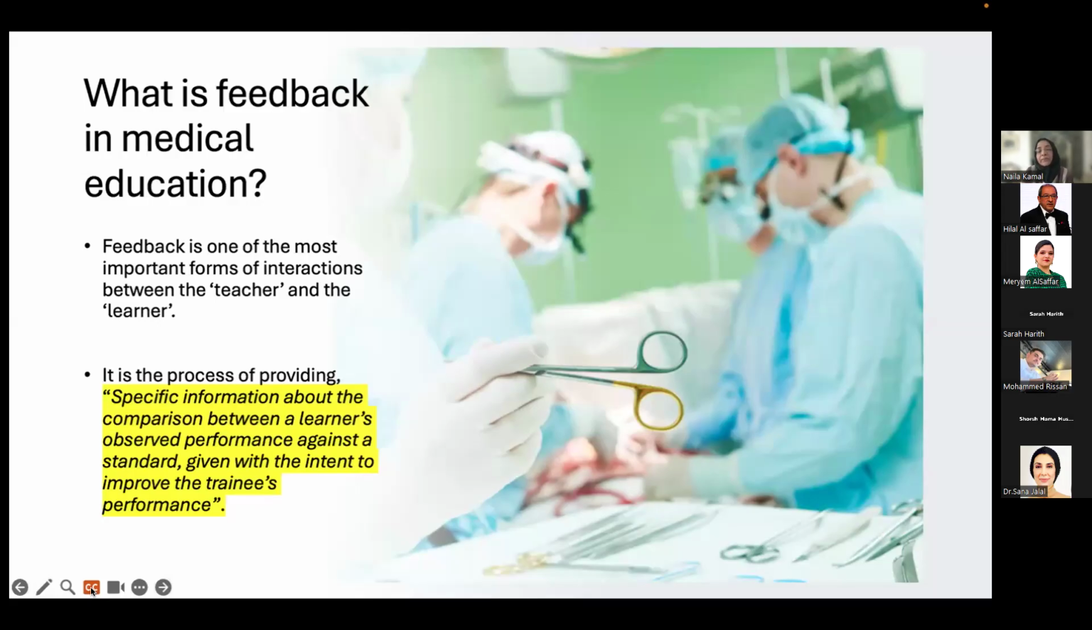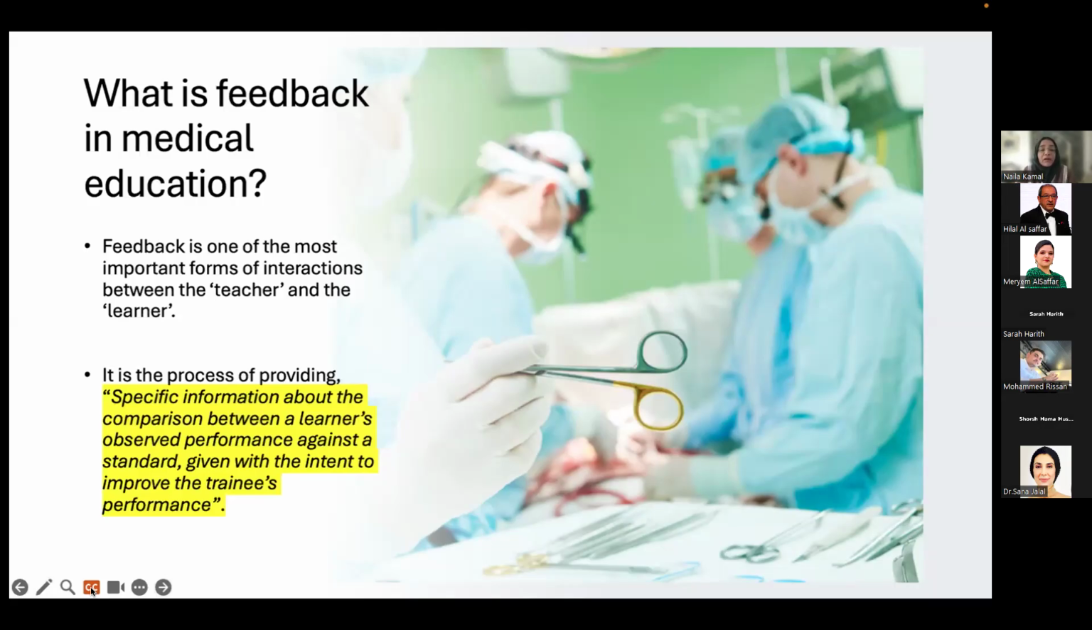So what is feedback in medical education? It is the most important, as I've emphasized before, interaction between a teacher and a learner. The learner can be the medical student, a trainee, a junior doctor, it can even be your peers, because we all have ample room for learning. Being a lifelong learner is the ideal thing, and there's always something that we can learn from others.